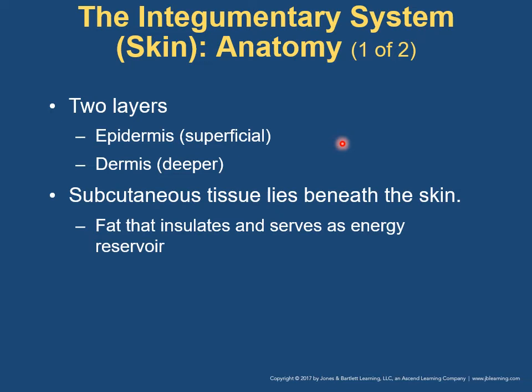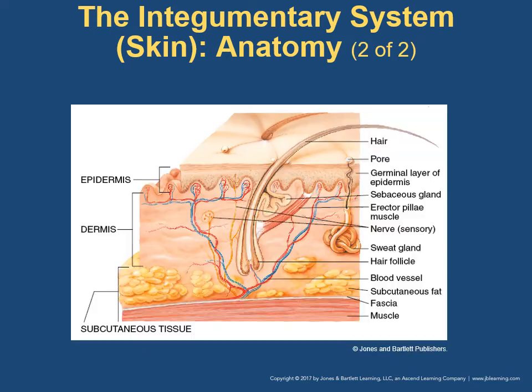This is the integumentary system, also known as your skin. You have two layers of skin. They are the epidermis, which is the superficial, and the dermis, which is the deeper. And then you also have a subcutaneous tissue layer that lies beneath the skin. That is fat that insulates and serves as an energy reservoir. And there is a diagram of everything that's contained in these layers.